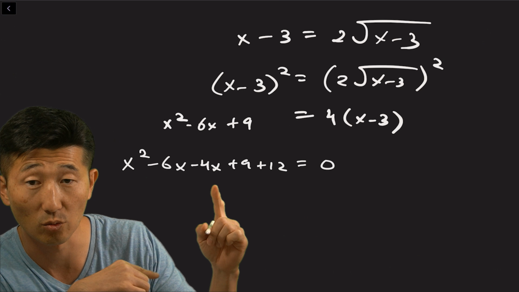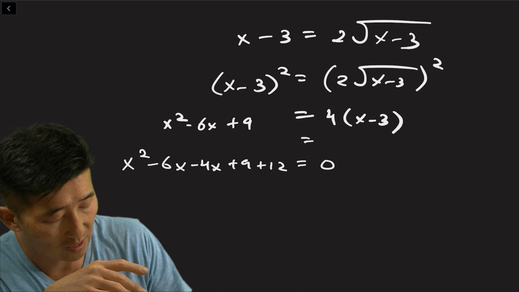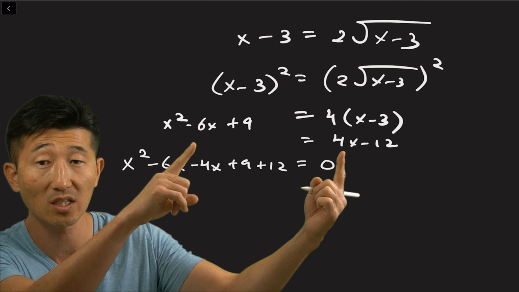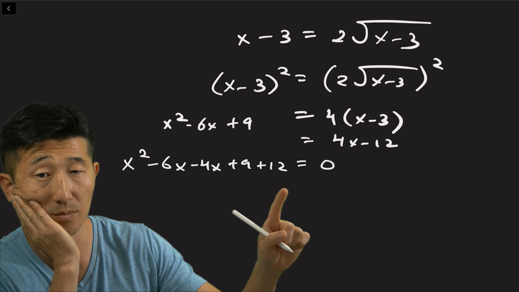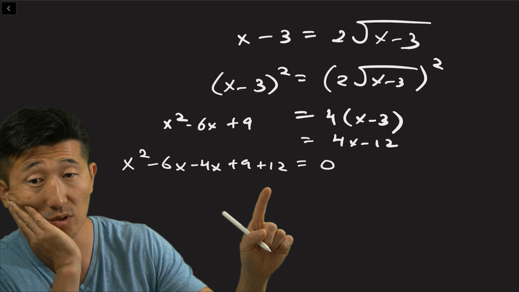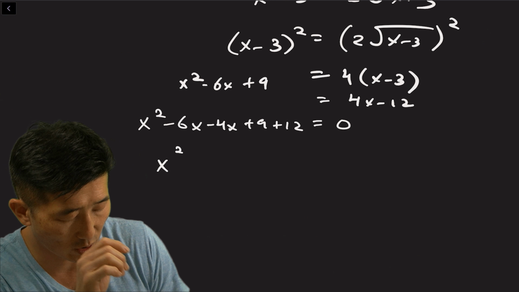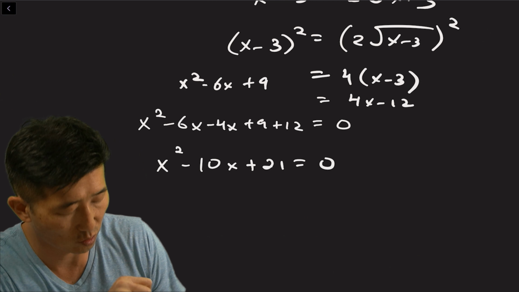Now you might be asking, what did I do? Well, I just added numbers. I did this in my head. This will become 4x minus 12, and I subtracted 4x to the negative 6x. You get this, and then the 9, and then the negative 12 here comes to this side to become plus 12. So now you have x squared minus 10x plus 21 equals 0.